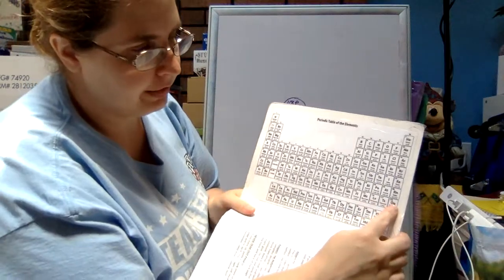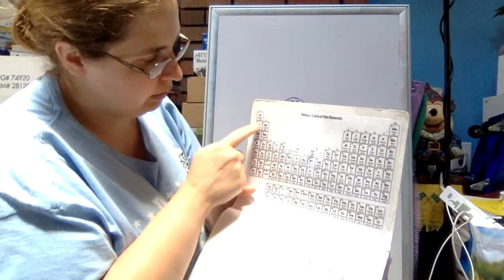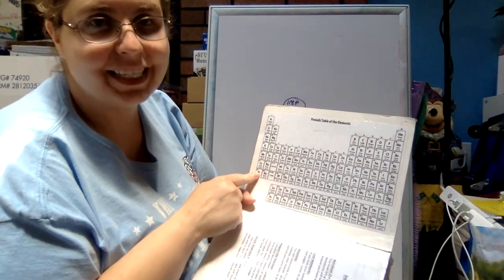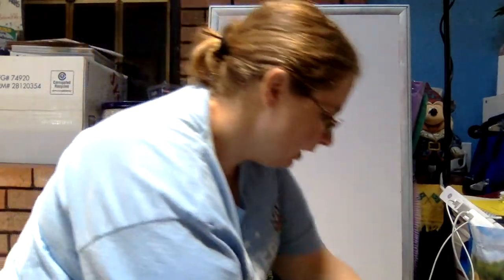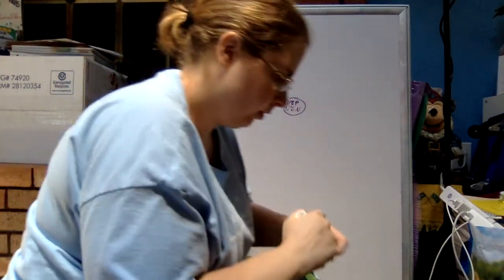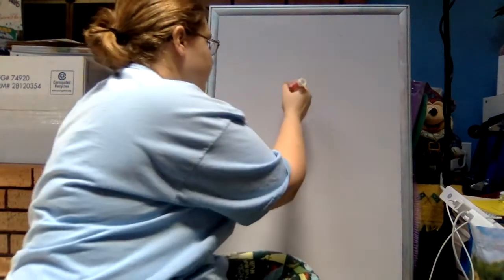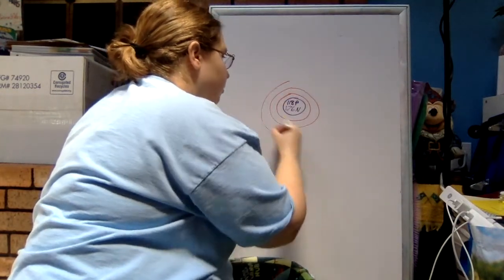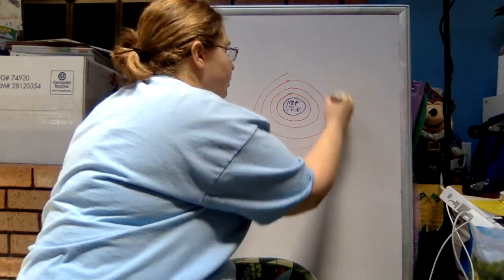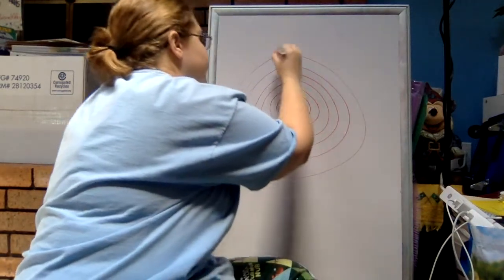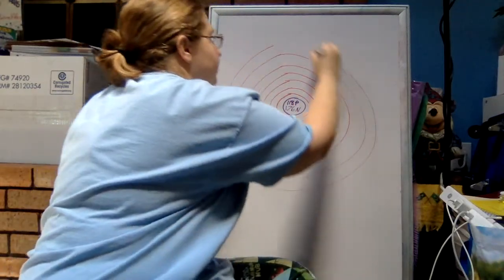Well, where is it? It is right down here, all the way at the end. So that is 1, 2, 3, 4, 5, 6, 7 rings. So 7 energy levels.